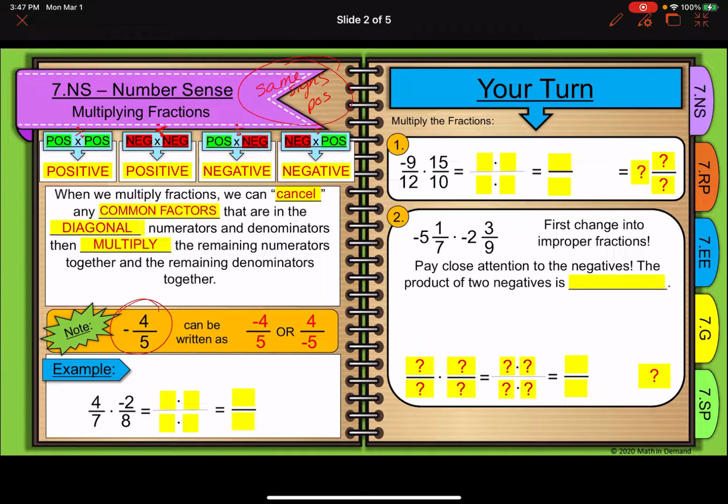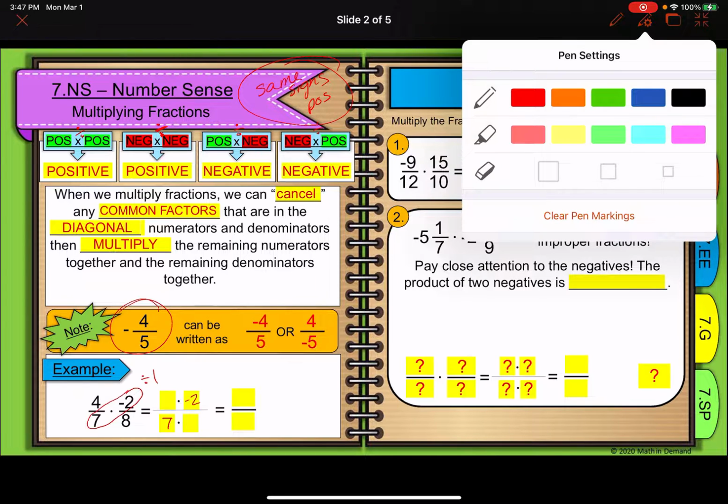So I'm going to use different colored pens here. I'm going to look at my diagonals. I have 7 and I have negative 2. What is the greatest common factor of those two numbers? Well, the biggest number that they can both be divided by is 1. So these will stay the same. This will stay as a negative 2, and 7 will stay as a 7.